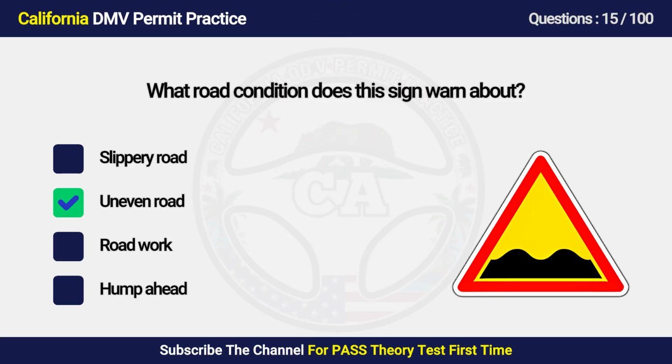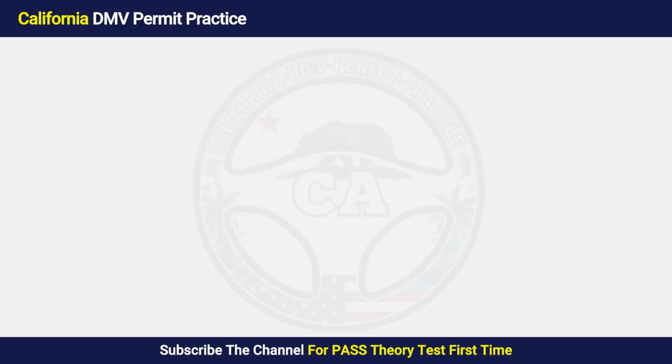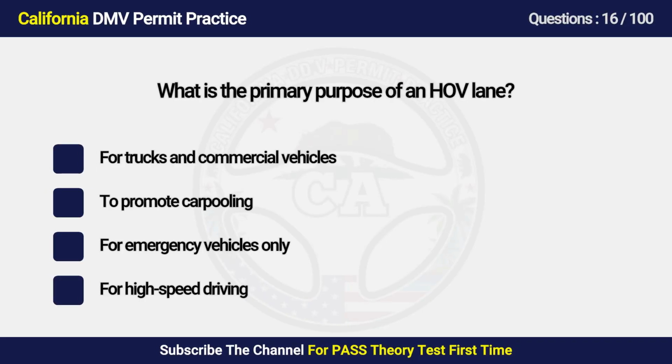Answer is B. Uneven road. This sign warns drivers of an uneven or bumpy road surface ahead. You should slow down to maintain control of your vehicle and avoid damage or loss of stability. Question 16. What is the primary purpose of a lane? A. For trucks and commercial vehicles. B. To promote carpooling. C. For emergency vehicles only. D. For high-speed driving.